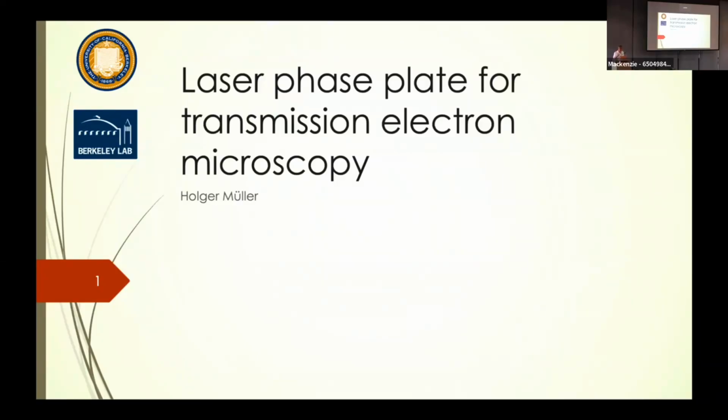Hi, everyone. So Holger Muller from UC Berkeley. I'm going to talk about the laser faceplate for electron microscopy. And I will have an outlook slide at the end, how we can use, let's say, quantum 2.0 techniques to perhaps one day overcome the shot noise. But the laser faceplate is intended to bring biological imaging of single proteins, of lamella, to the shot noise limit.